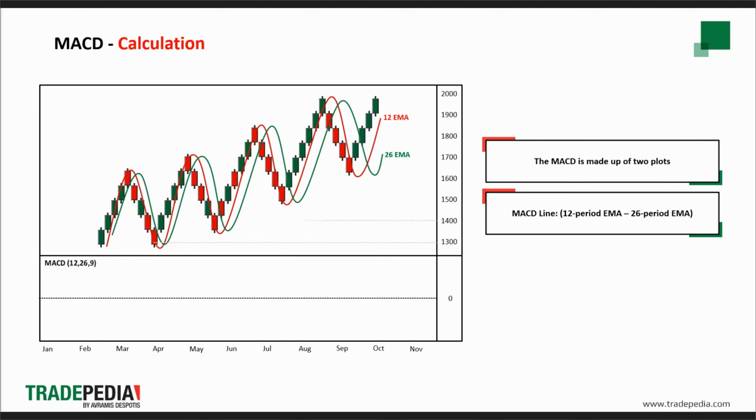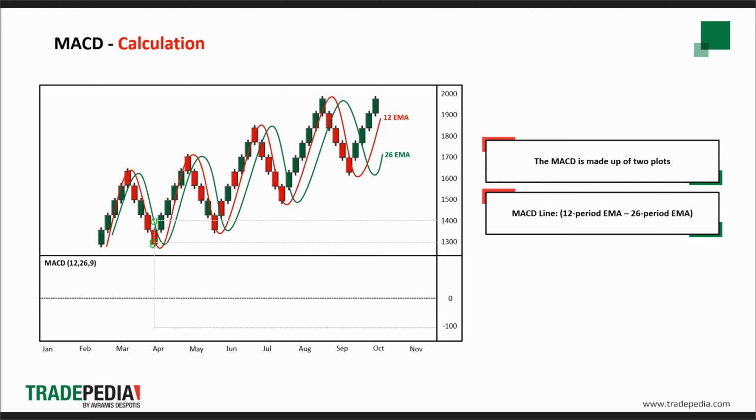So when the 12-period EMA is below the 26-period EMA, the difference between them is, say, 100. When it's below, over here, you can see the 12-period EMA is below the 26-period EMA, the MACD will be at minus 100, correct? Because the 12-period EMA is lower than the 26-period EMA, basically the value will be negative, negative 100.